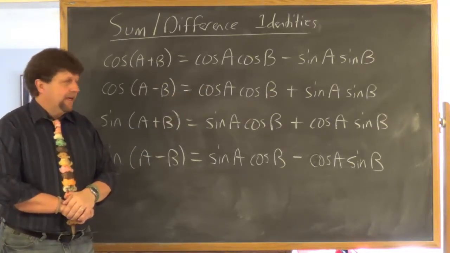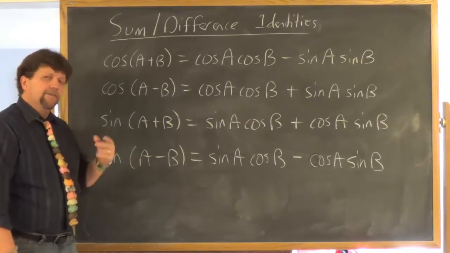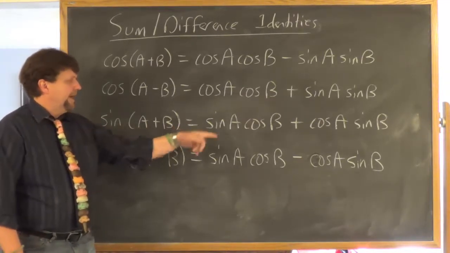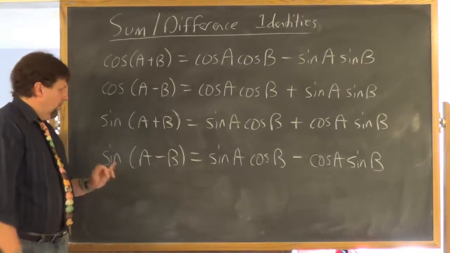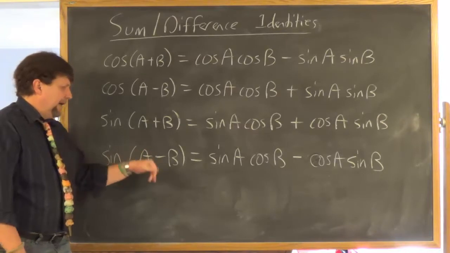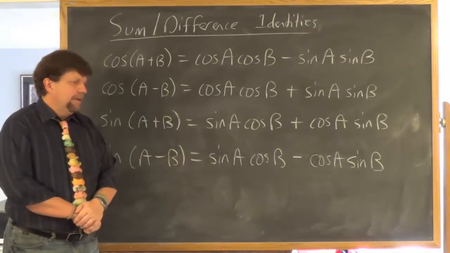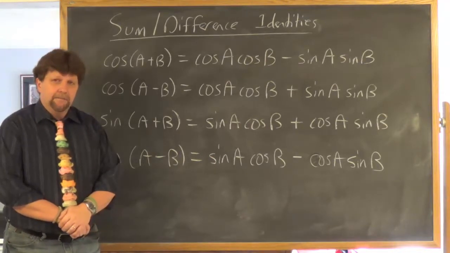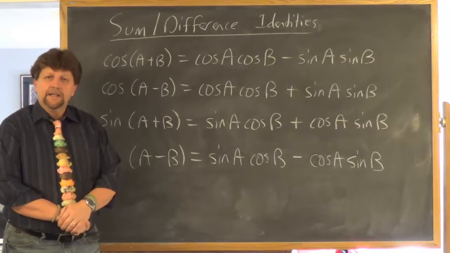sine A sine B. For the sine of A plus B, the identity for it is sine A cosine B plus cosine A sine B, whereas if it's the sine of A minus B, you rewrite that as sine A cosine B minus cosine A sine B. So why don't we look at an example of how we can use these identities.